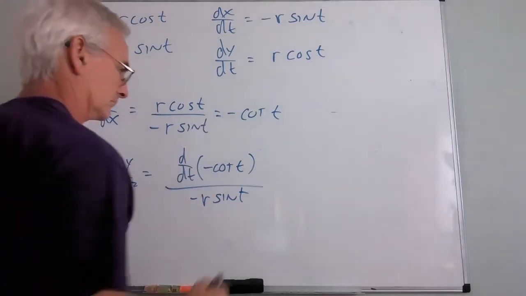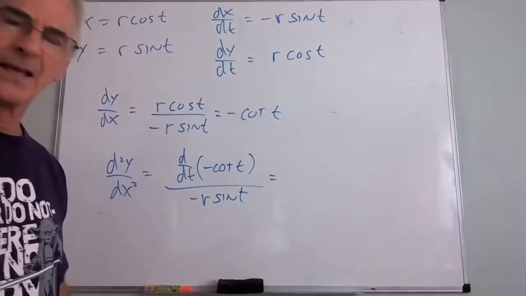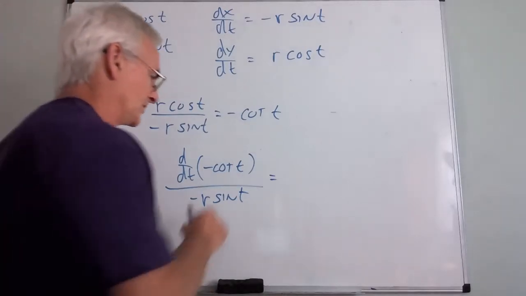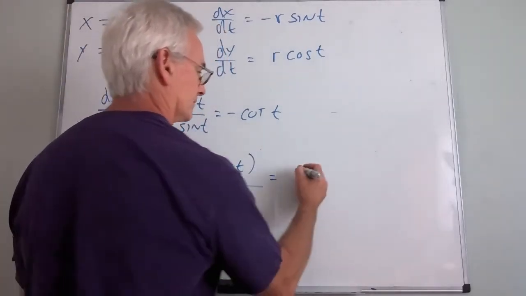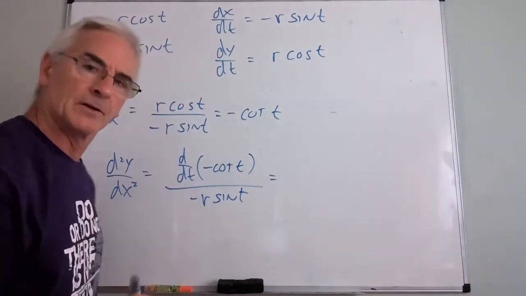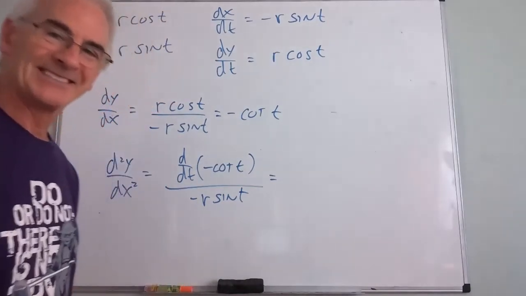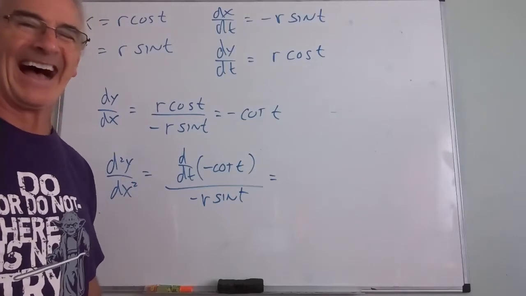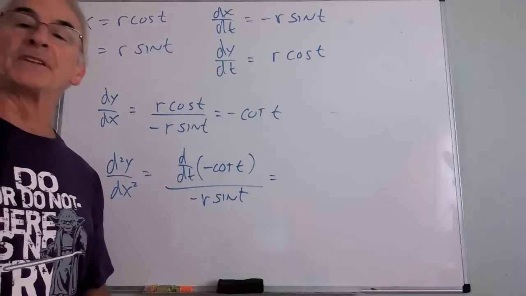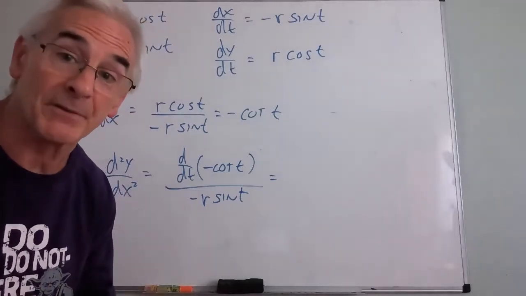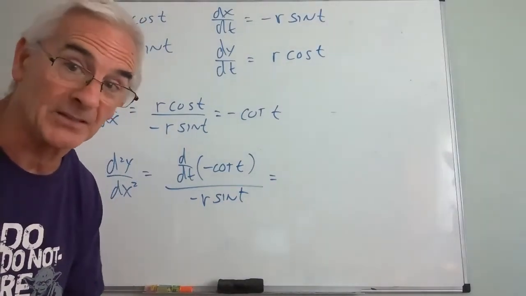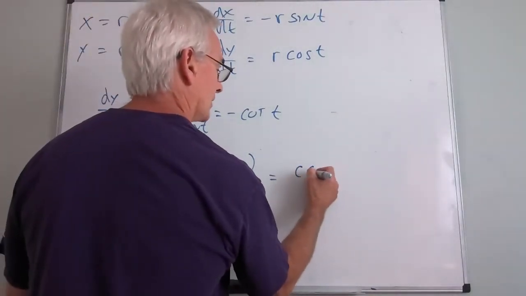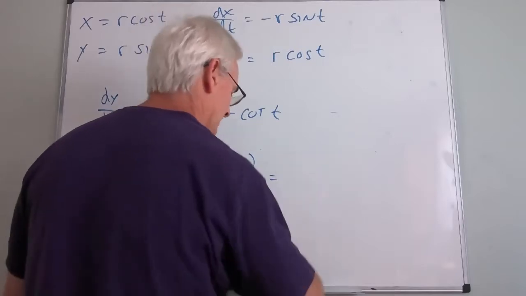Now, what's the derivative of the negative cotangent? Yikes. The negative cotangent, what's the derivative? Anybody know? Cosecant cotangent. No, it's cosecant squared. It always helps to ask, what's the derivative of the tangent? It's the secant squared. So the derivative of the cotangent involves the cosecant squared. Right. You got to remember. So this would be positive cosecant squared.